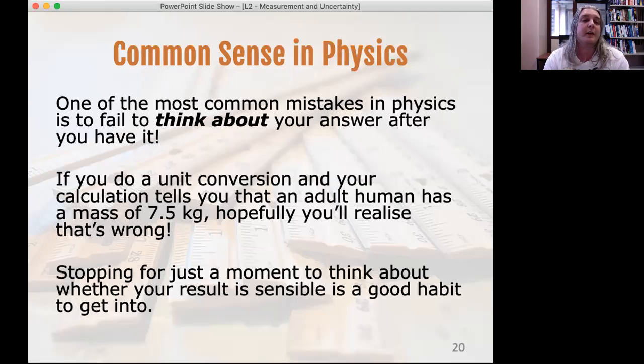So if you do a unit conversion and it tells you that an adult human has a mass of 7.5 kilograms, hopefully you'll realize that's wrong. Stopping for just a moment is all it takes to look at it and go, 7.5 kilos. Right, what was I actually looking at? Oh yeah, the mass of an adult human. Hold on, 7.5 kilograms seems a bit too small. About a factor of 10 out. It's more likely to be 75. So by stopping for just a moment, looking at your answer and thinking about what it was you were trying to calculate and whether it's a suitable common sense result will help you pick up a lot of mistakes. So that's something to get in the habit of as well.